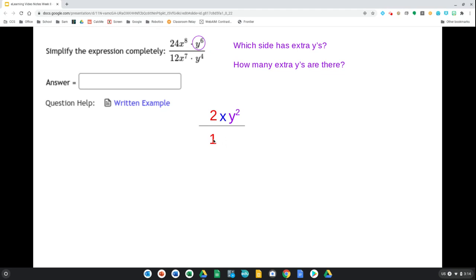Again, we don't have to write the 1 down in the bottom. If the top is empty, we have to write a 1 at the top. But if at the bottom, we don't have to write it. So we could just write our answer as 2xy squared in that one.